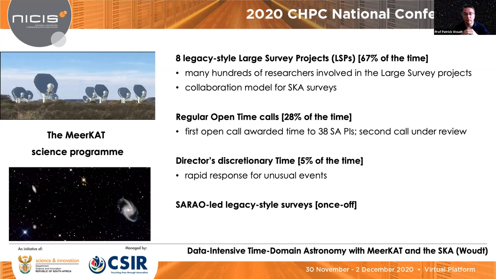MeerKAT has defined a number of legacy style large survey projects, to which it allocates two thirds of its observing time. This involves many hundreds of researchers in the various large survey projects. The project I lead consists of about 100 people, and many of the other surveys are similar numbers. So all in all, many hundreds of researchers are involved in these science projects. And I very much see this as a collaboration model for future SKA surveys. So once the telescope rolls out and international partners join, the way we're working in these large survey projects is an excellent model for how South African researchers and students will be collaborating in broader SKA surveys.